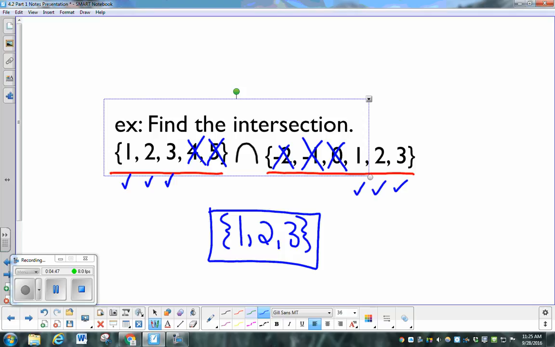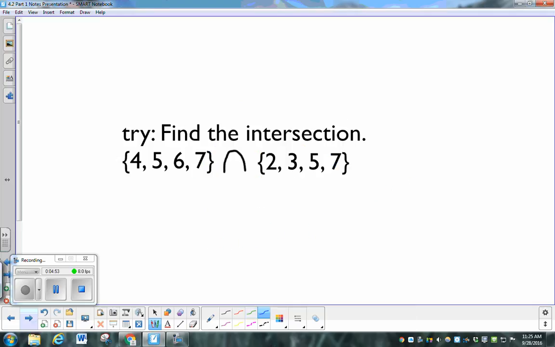I'm going to do one where you guys try to find the intersection of two sets. I want you guys to find the intersection of these two sets, just like we just did.